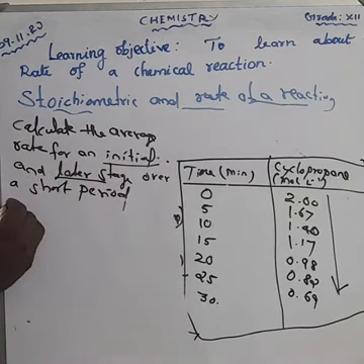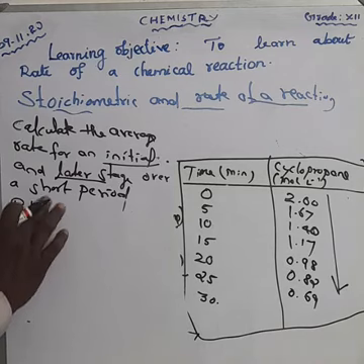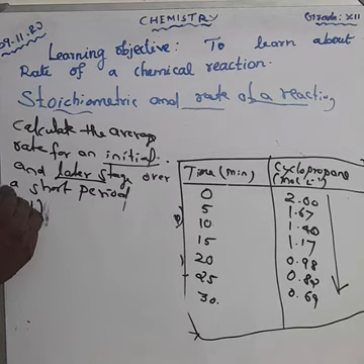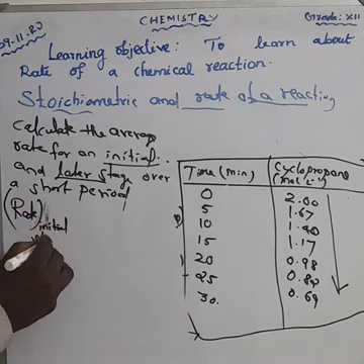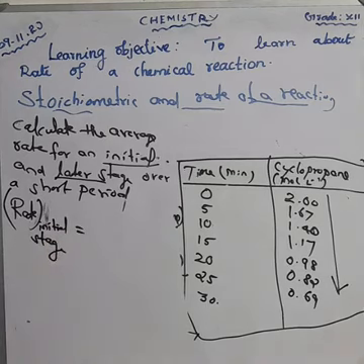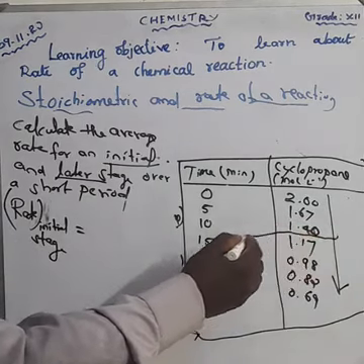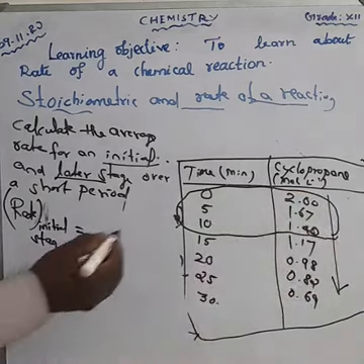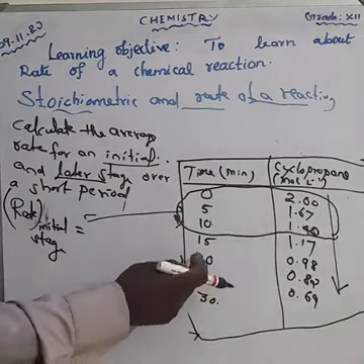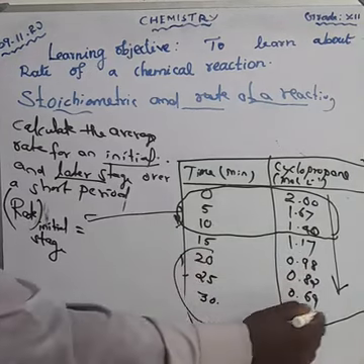First we write the rate for the initial stage. What is the initial stage? The first three values we take as the initial. The last three values we take as the later.